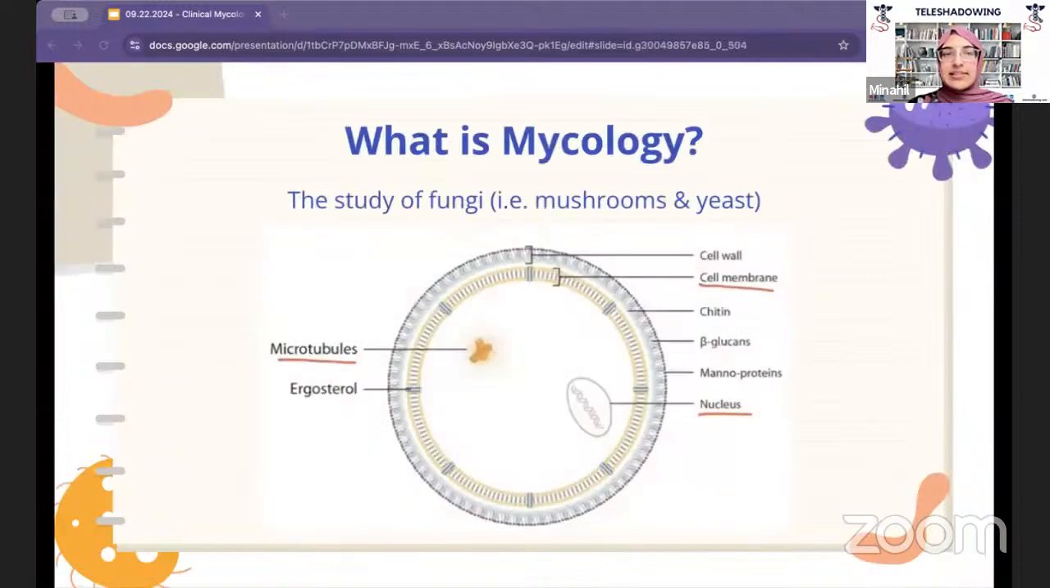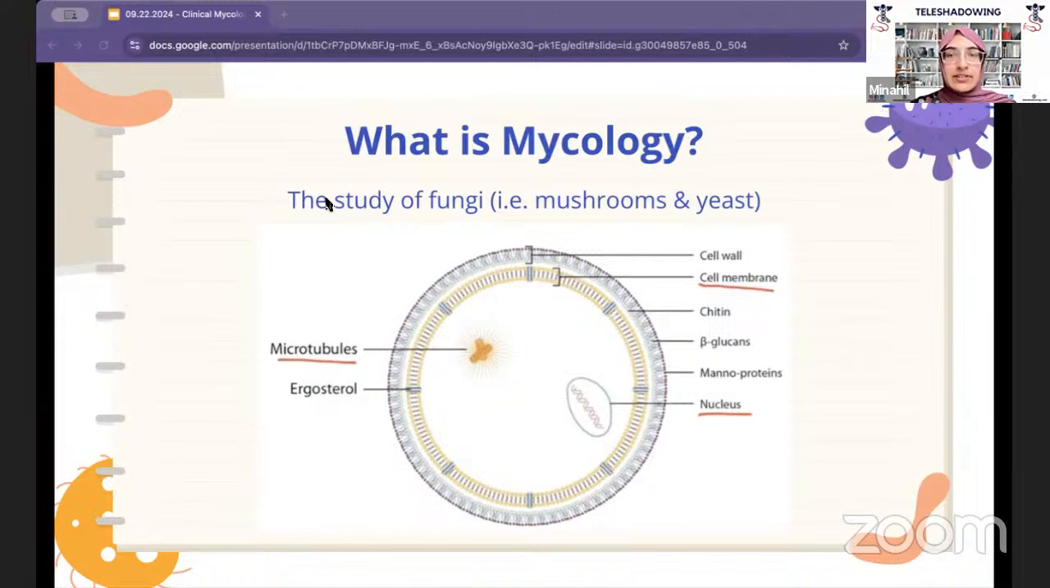Mycology, like I said before, is the study of fungi like mushrooms and yeast. This is an image showing the structure of fungi. I want you to notice how fungi are similar to human cells. I talked about this last week, where they're also eukaryotes. They have a nucleus and other key cellular structures, basically like microtubules and a cell membrane. Here, in orange, I underlined what the similarity is with human cells.